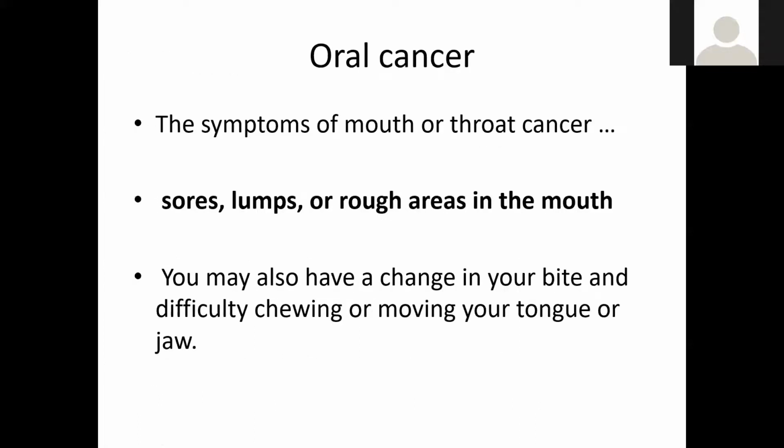Some of the symptoms of oral cancer, throat cancer include sores, lumps or rough areas in the mouth. Then there may be a change in the bite. When you are biting with both the upper and lower jaw, the teeth, you can see there is a change in the position of the bite. There may also be difficulty in moving or chewing food, or moving the tongue or jaw. These are some of the symptoms of mouth or throat cancer.